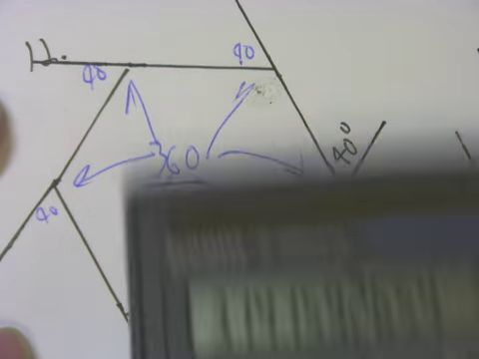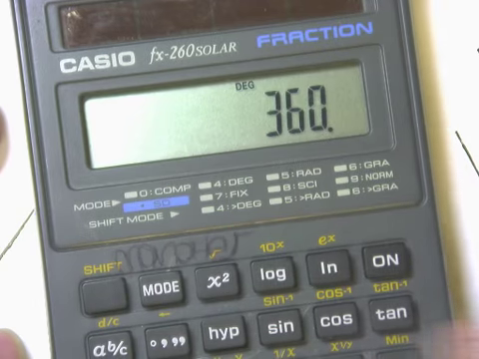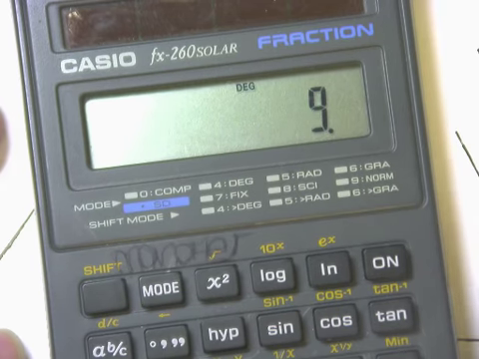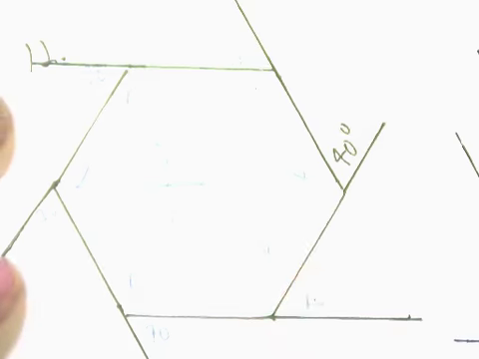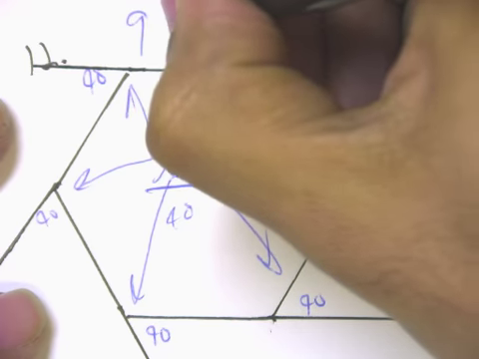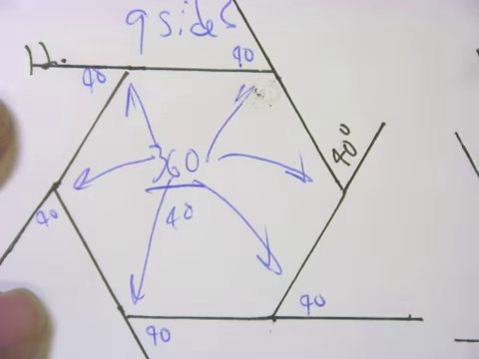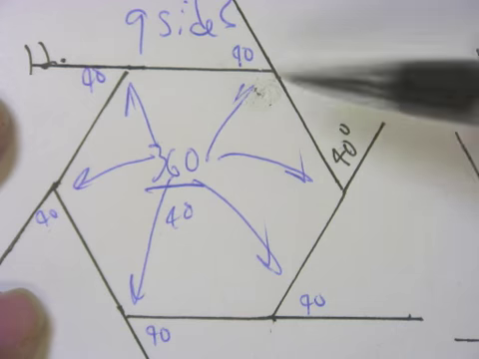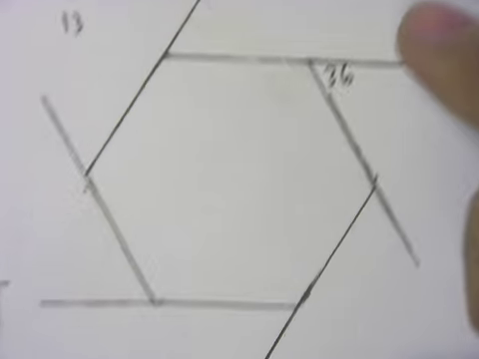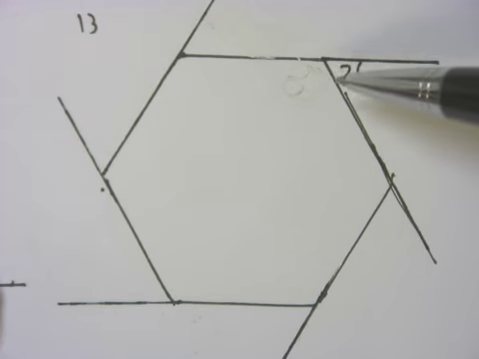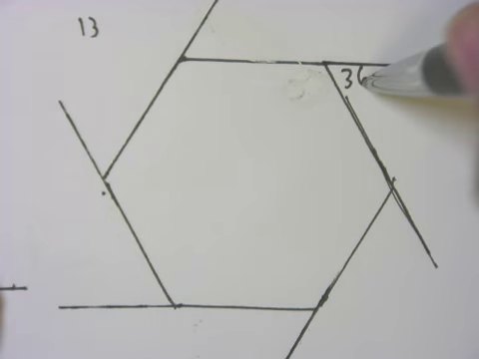It's 360 being divided by little chunks of what? Little chunks of 40. So when I type it into my calculator, I get 9. So this polygon would have 9 sides. A polygon with an external angle of 40 degrees would have 9 sides.